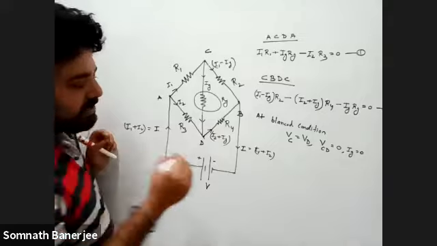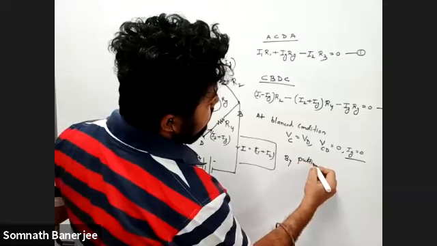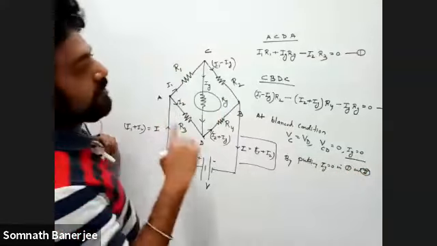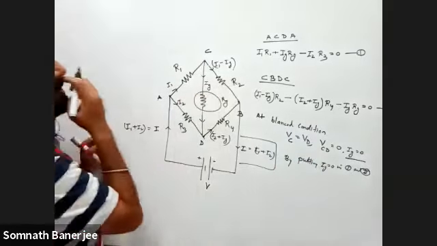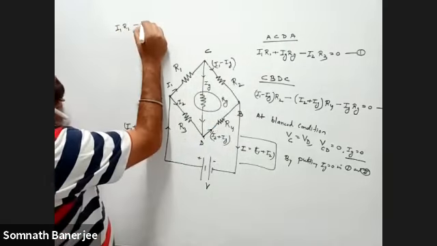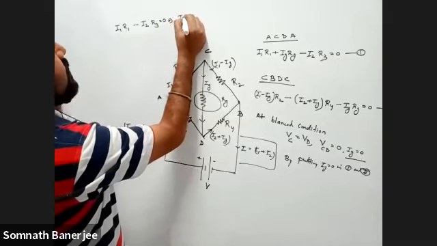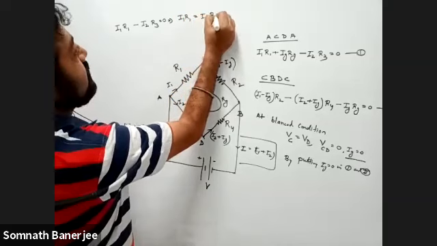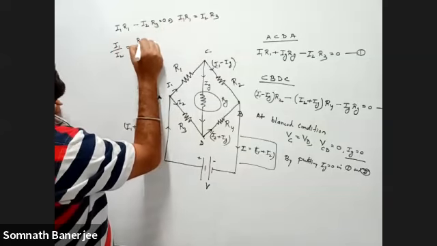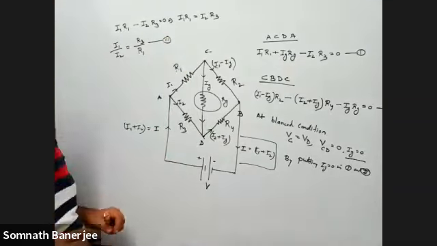Now we can put this IG equals zero in equations one and two. So if I put IG equals zero in the first equation, what happens? See, we can write it here: I1 R1 plus this one is zero minus I2 R3 equals zero. So which means I1 R1 is equal to I2 R3, which means I1 by I2 equals R3 by R1. Let it be equation number three.